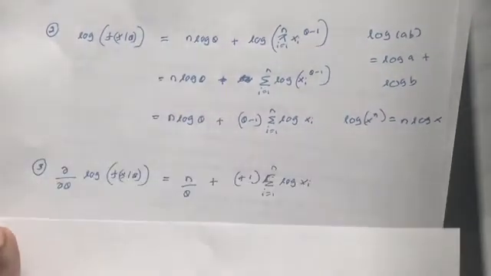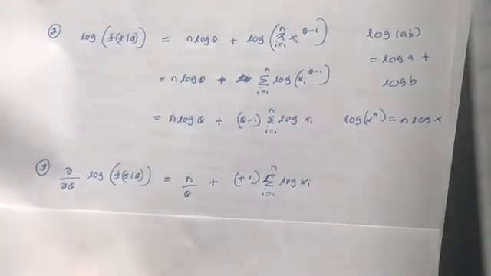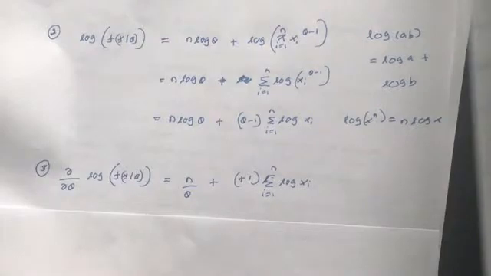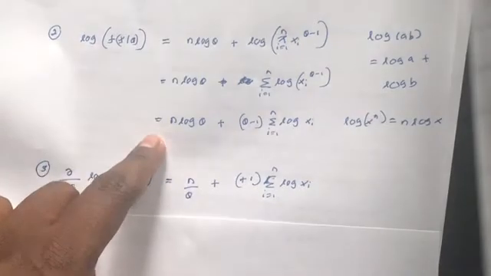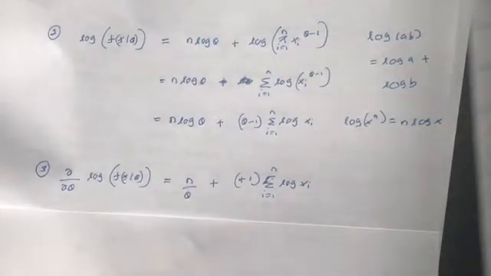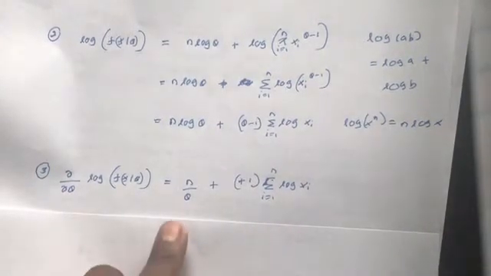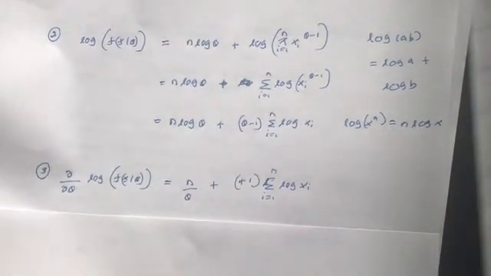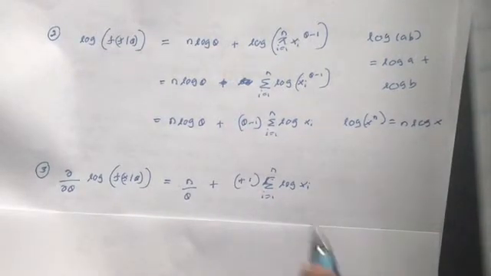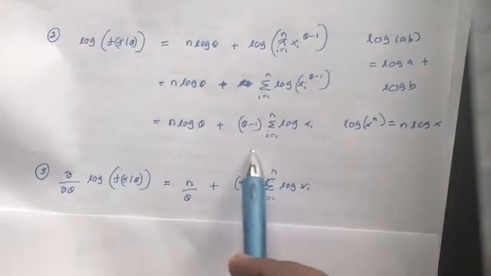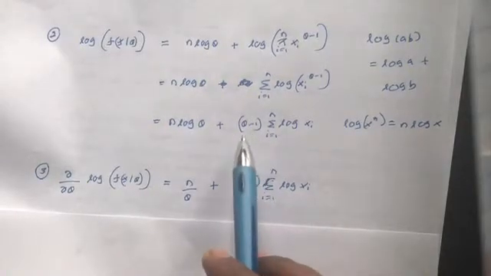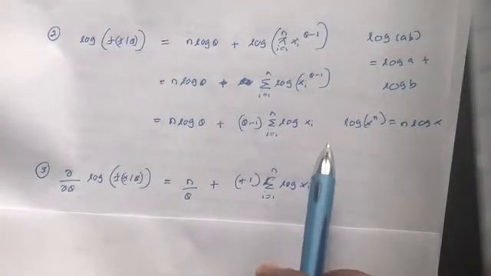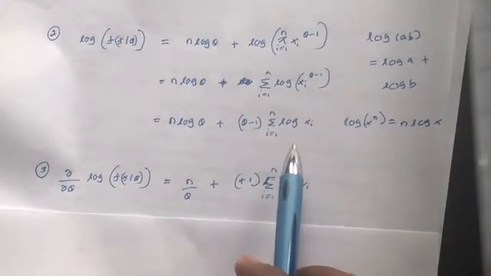Now I'm going to continue with my third step. That means I'm going to take the first derivative of this function with respect to theta. Here in n times log of theta, this n is a constant, so when you take the derivative of n log theta, it will be equal to n over theta, plus you have theta minus 1 times the summation of log xi. In this expression there are two parts. The first one is theta times the summation of log xi, and the second part is minus 1 times the summation of log xi.